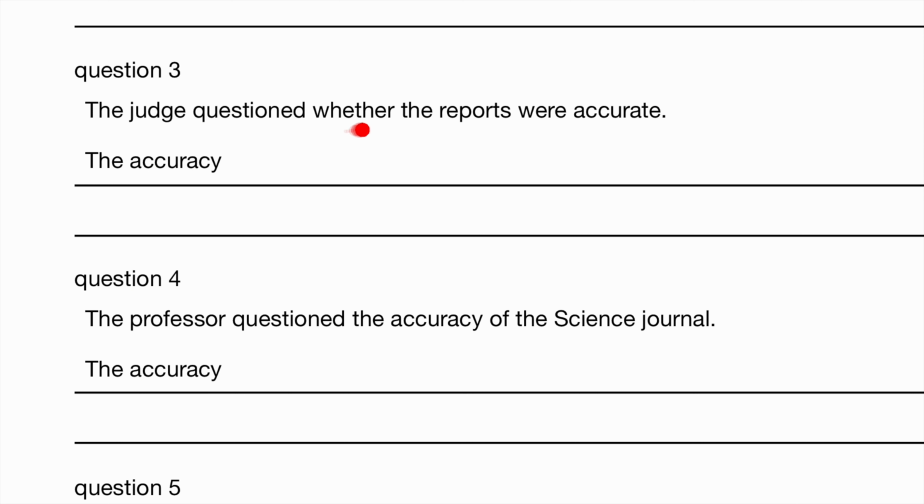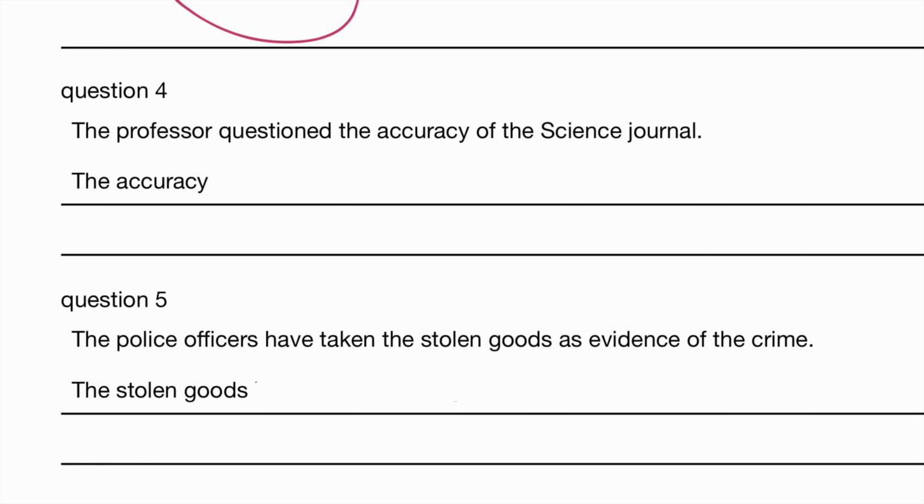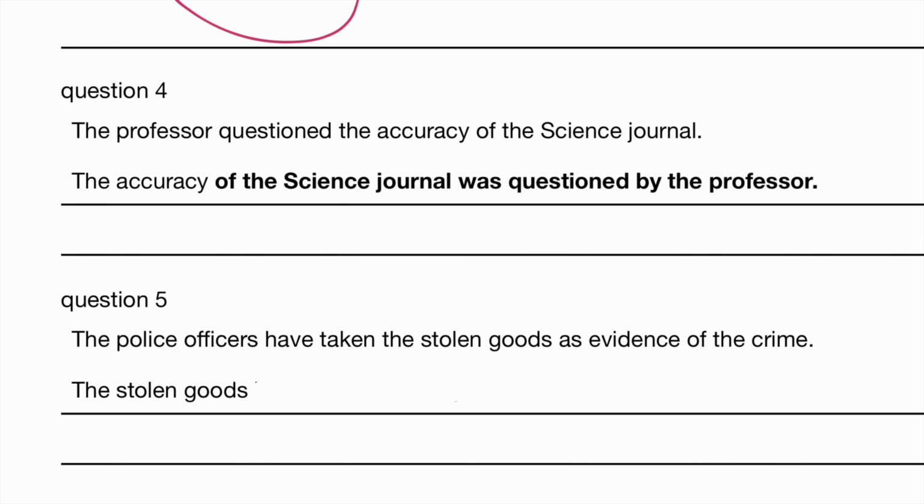The judge questioned whether the reports were accurate. Take note, we are using the past tense and we are dealing with multiple reports. So the accuracy of the reports was questioned by the judge. Was as in singular. Why? Because accuracy is the subject here. And another question about questioning accuracy. So the professor questioned the accuracy of the science journal. The accuracy of the science journal was questioned by the professor. So accuracy again is in singular, so was.